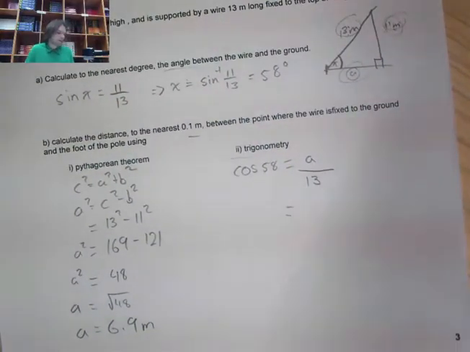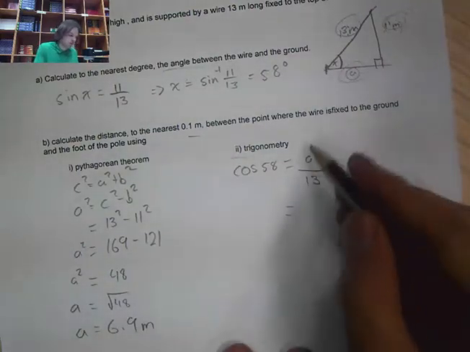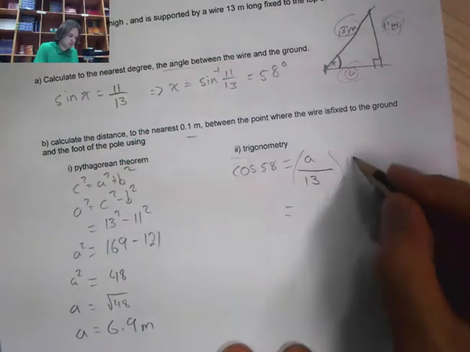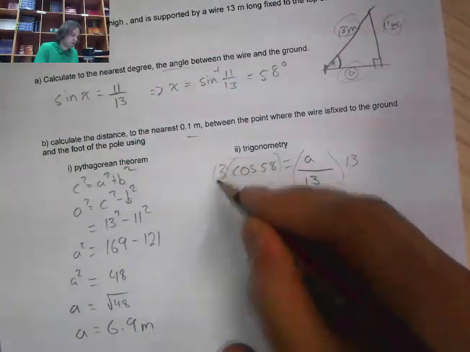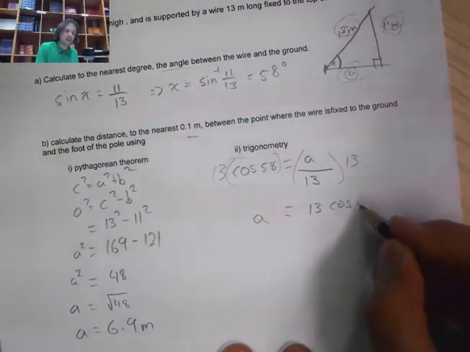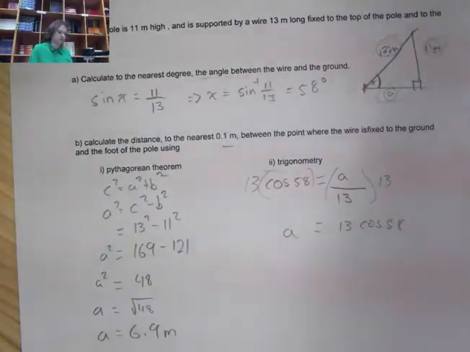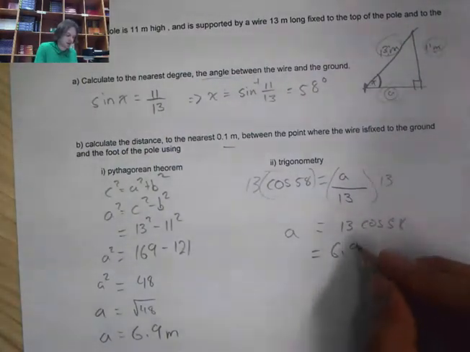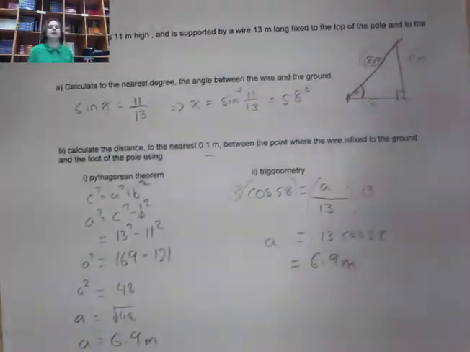Okay? Now, I look at this. I'm going to have to solve, multiply both by 13. So I end up getting a is equal to 13 cos 58. Plug that into my calculator, and I'm going to end up getting, again, 6.9 meters. So we get around the same answer.